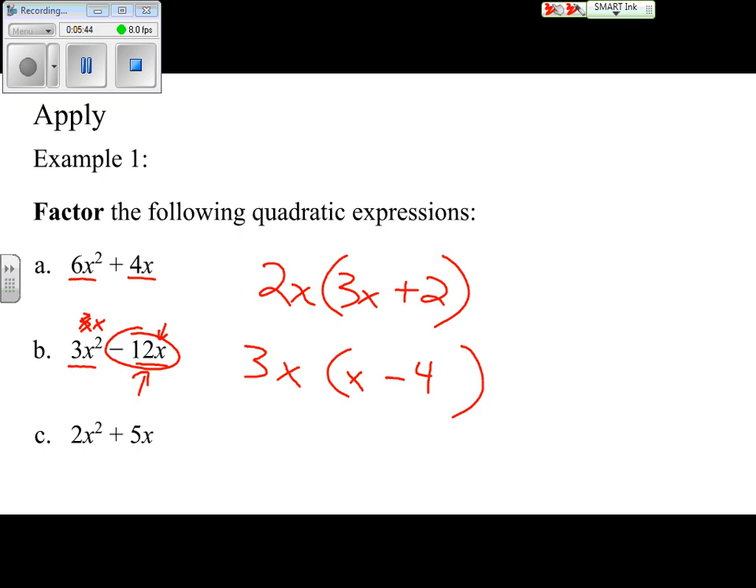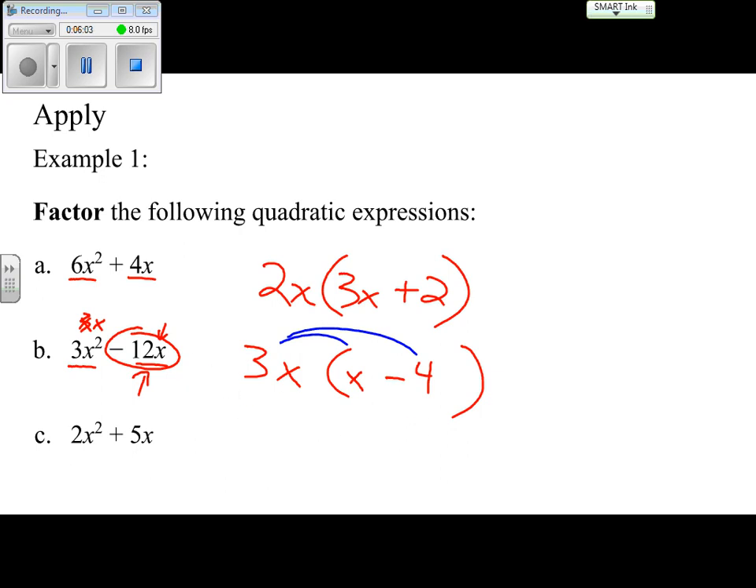Again, I can check my work by multiplying here, and I would get 3x squared when I multiply 3x times x, and 3 times negative 4 gives me negative 12, but the 3 was with an x, so I have negative 12x, which is the same thing that we had up there. So it definitely checks out.